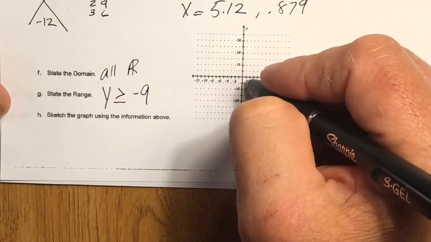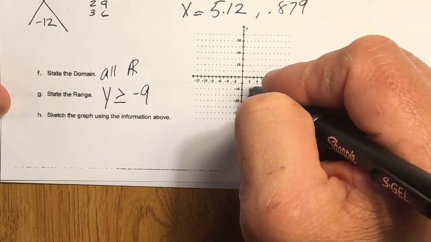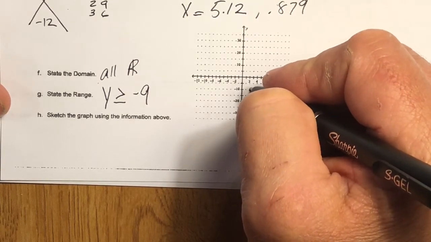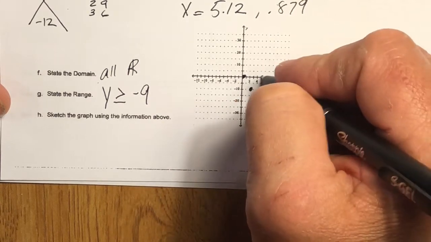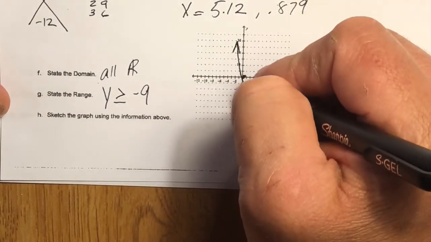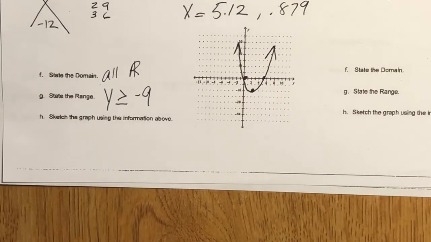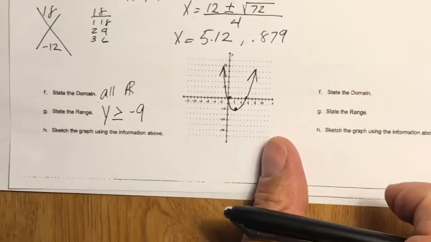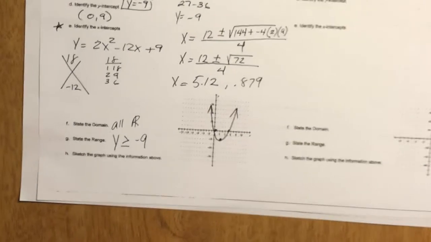So let's see, my vertex was what? (3, -9). And so my graph is going to look something like that. Okay? All right, so there's number 1, you guys, from day number 20's homework.